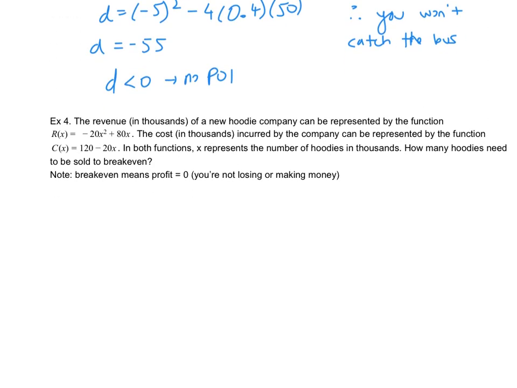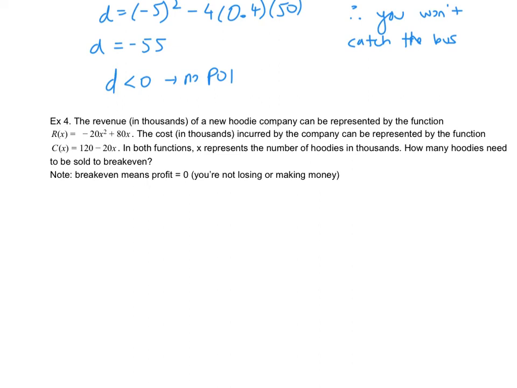The revenue in thousands of a new hoodie company can be represented by the function r of x. The cost in thousands incurred by the company can be represented by the function c of x. In both functions, x represents the number of hoodies in thousands. How many hoodies need to be sold to break even?